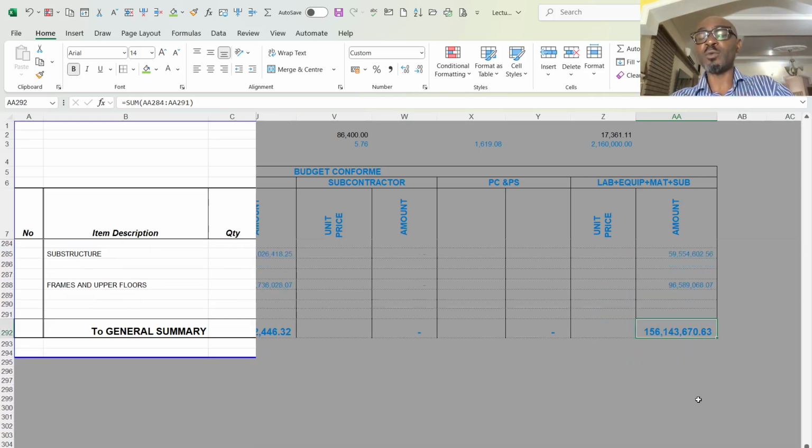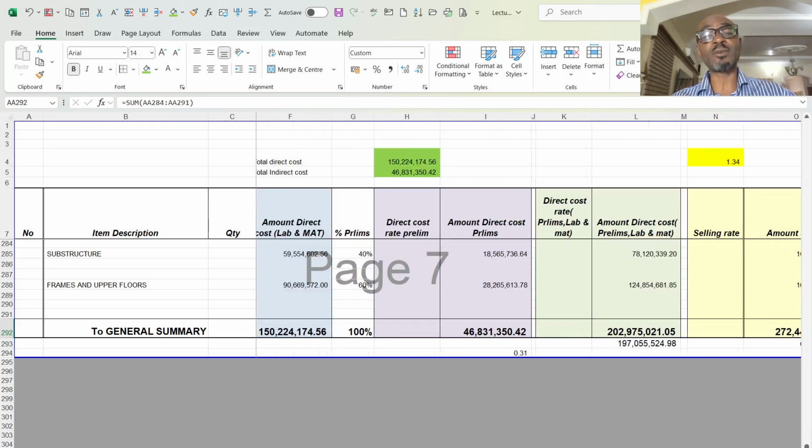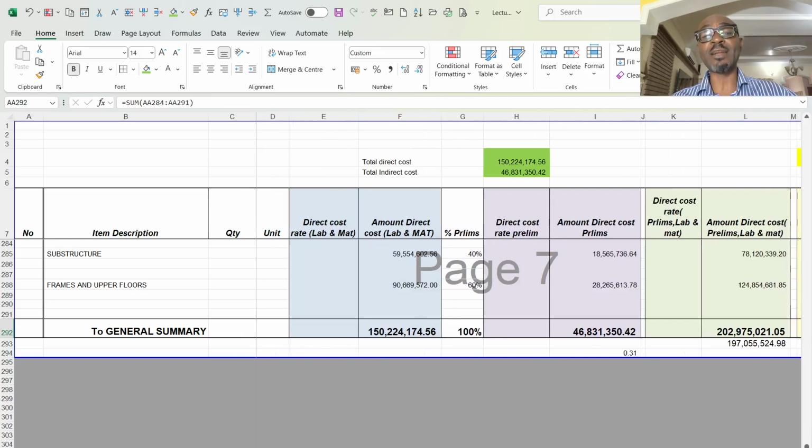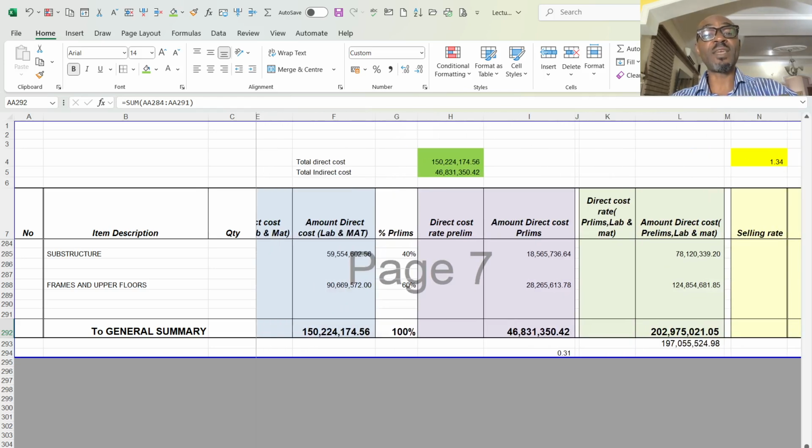I now came to the total cost for labor and material, which is 143,670 naira 63 kobo. This is the direct cost for my labor and material. The direct cost for my indirect cost is 46 million. So as you can see, there is a differential between what I have here.